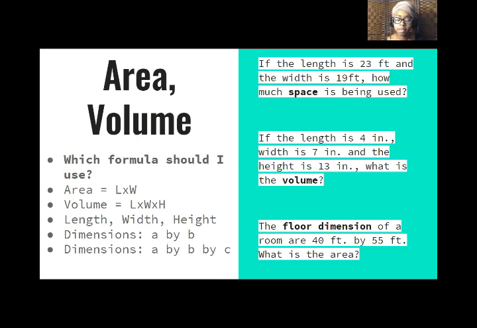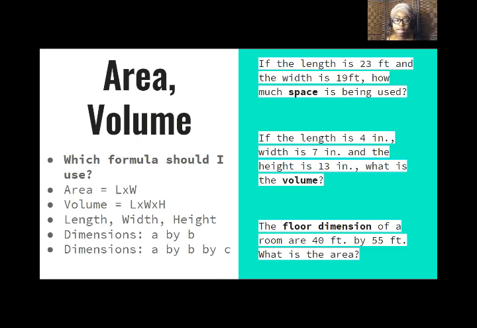Then you have, if the length is 4 inches, width is 7 inches, and the height is 13 inches, what is the volume? Okay, so that gives you straight up what formula to use. It says, what is the volume? The thing you have to do here is to remember that volume is all multiplication. All you're doing is multiplying all the dimensions together, and that gives you your answer.